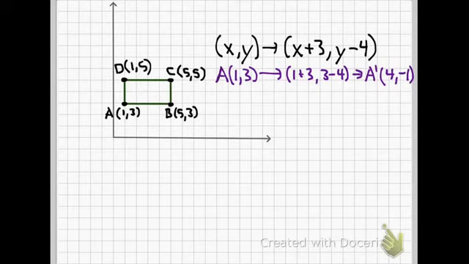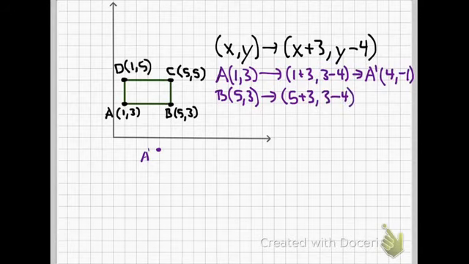Well, let's put that there. 4, negative 1, A prime. B is going to be at 5, 3. So if I add 3 to 5, and then subtract 4 from 3, I get that B prime is 8, negative 1. So let's check that one out. 8, negative 1 looks like right there. And if we look at it so far, just that segment AB and the new A prime, B prime, they look pretty good.